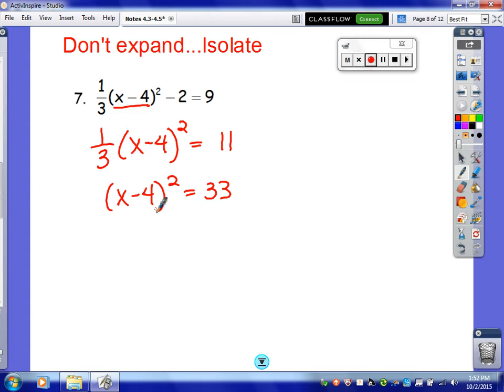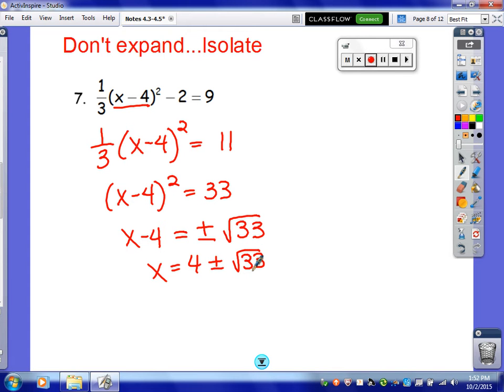So when I take the square root of (x minus 4) squared, I just get the x minus 4 back, equals, now don't forget that plus or minus, the square root of 33. I just square rooted both sides. All right, now here again, I got to solve for x. So now I got to isolate x. So x is equal, add 4 plus or minus the square root of 33.